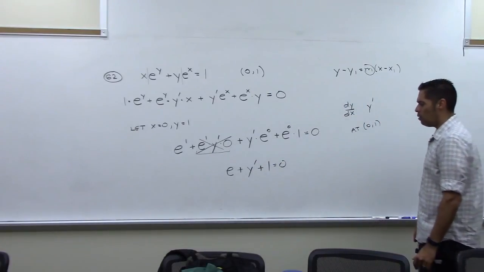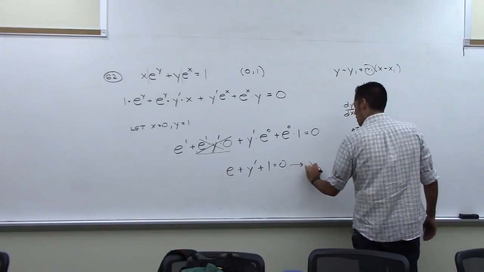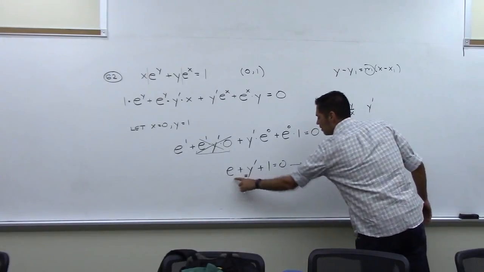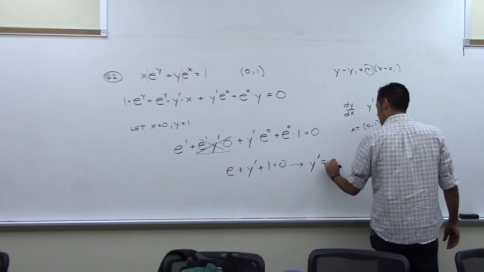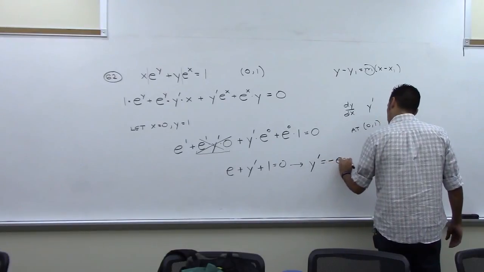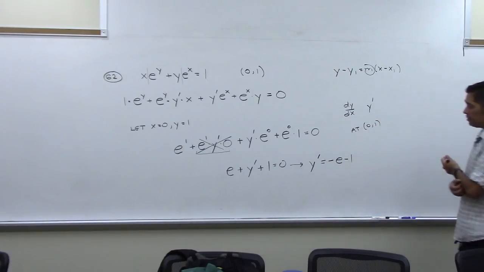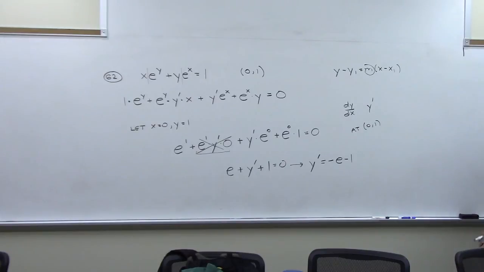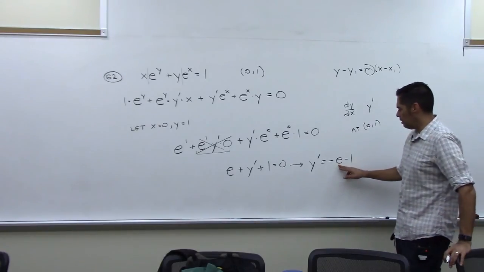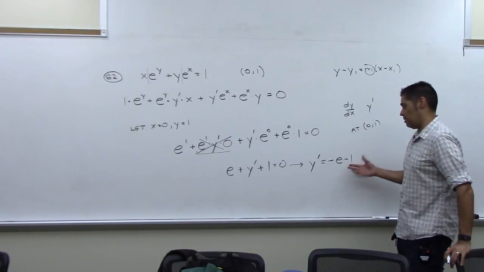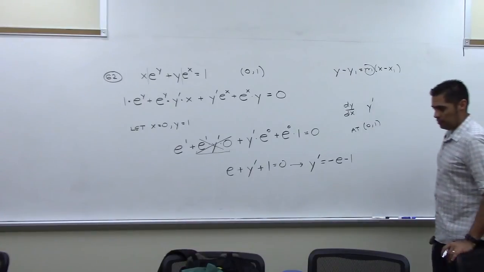And if we solve for y prime here, we just take this and this to the other side. They both become negative. That's the slope of your tangent line. It's weird looking, but it's just a number, right? E is a number. So negative e is a number. Take away 1, still a number. Just going to plug that in right there.